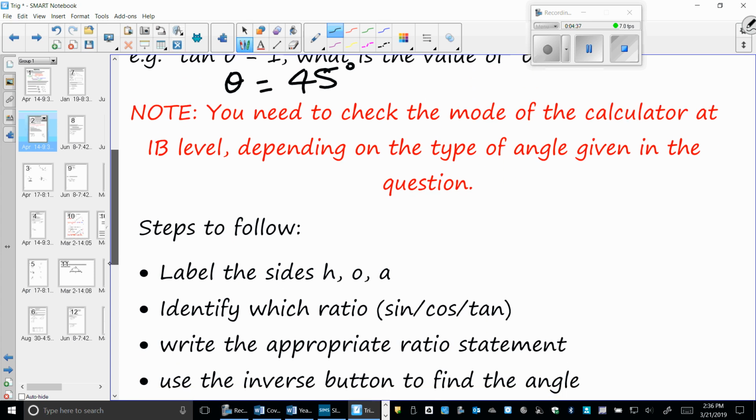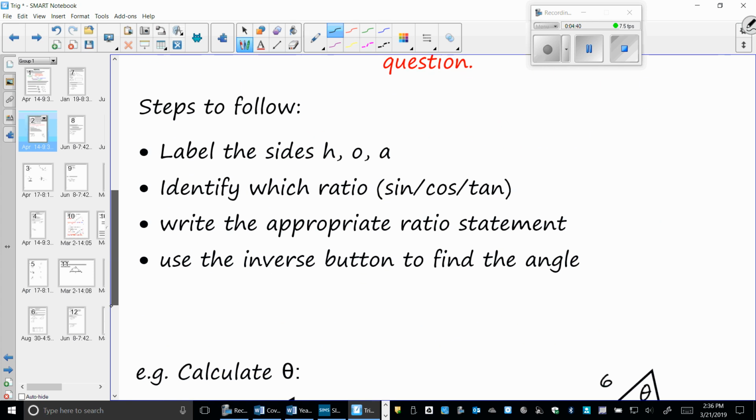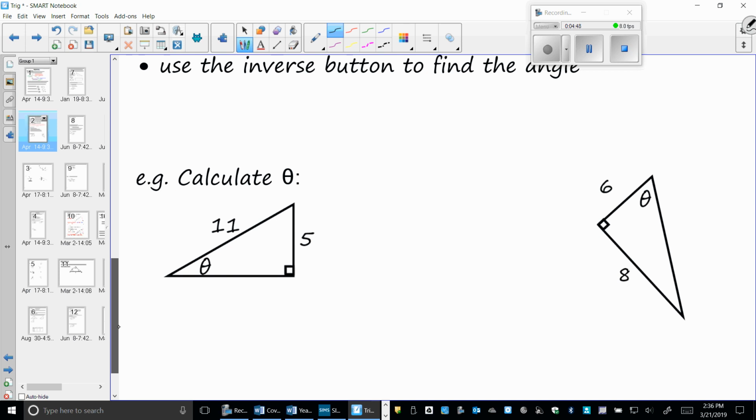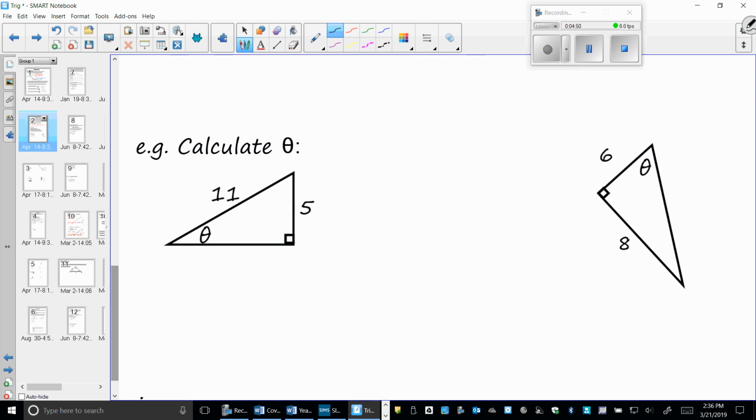So steps to follow: label the sides H, O, A, decide whether it's sine, cos, or tan, then write your appropriate statement and then solve it. So here, I'm trying to find this angle. I'm going to label H, O, A. Which of these is irrelevant to me? I'm going to cross that out. I've got H and O, which means we're looking at sine.